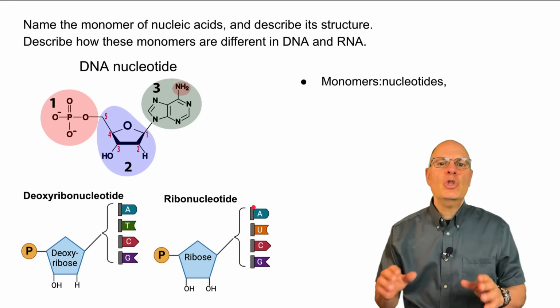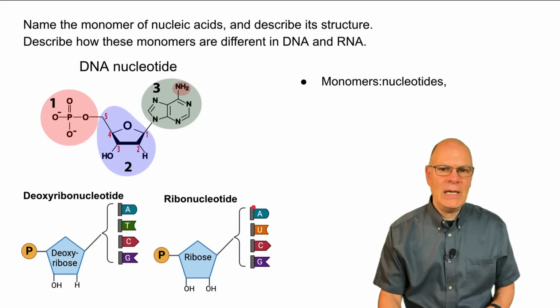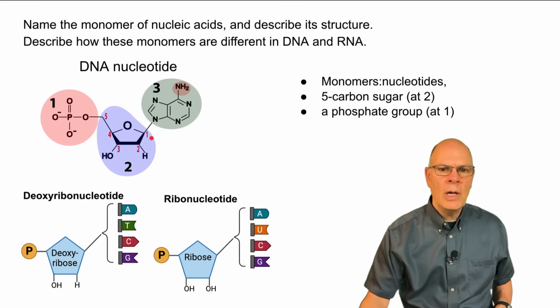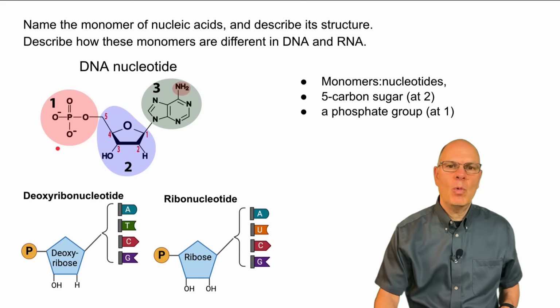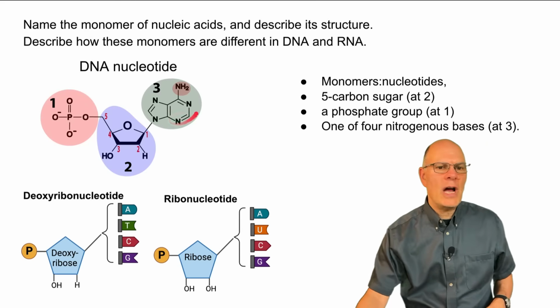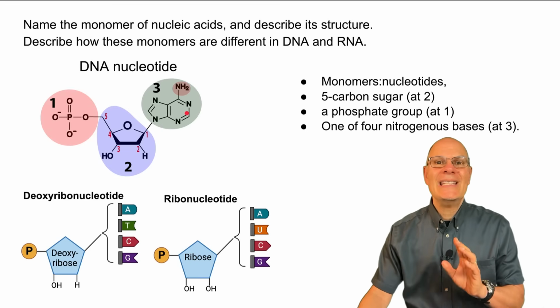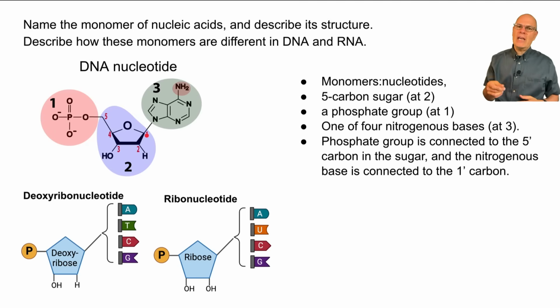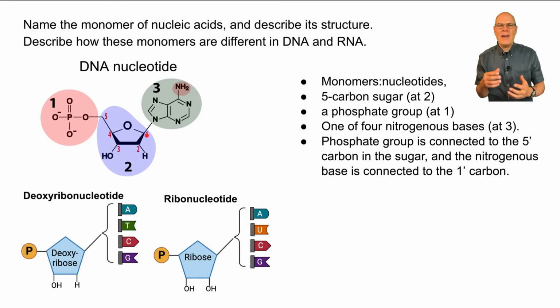The monomers are called nucleotides. We just looked at ATP. All of these molecules have a 5-carbon sugar that's shown at number 2. They have a phosphate group that's shown over here at number 1. And then there's one of 4 nitrogenous bases. So the nitrogenous base doesn't have to have this structure. Note that the phosphate group is connected to a number 5 carbon, whereas the nitrogenous base is connected to the number 1 carbon. And when you learn about DNA replication, you'll talk about things like DNA is replicated in a 5-to-3 orientation. And now you know that's about the 5 carbon over here and the 3 carbon over here.